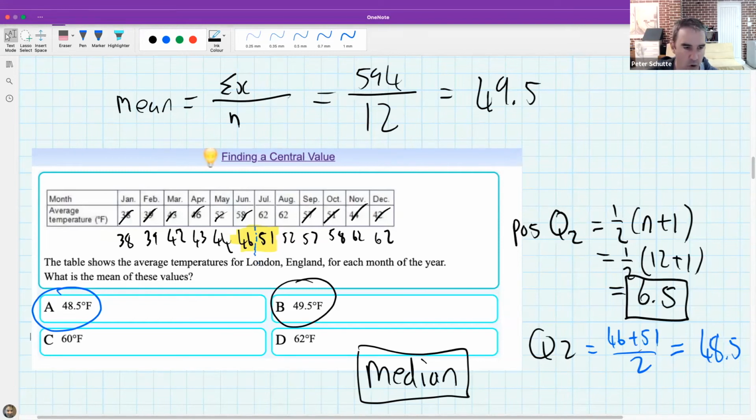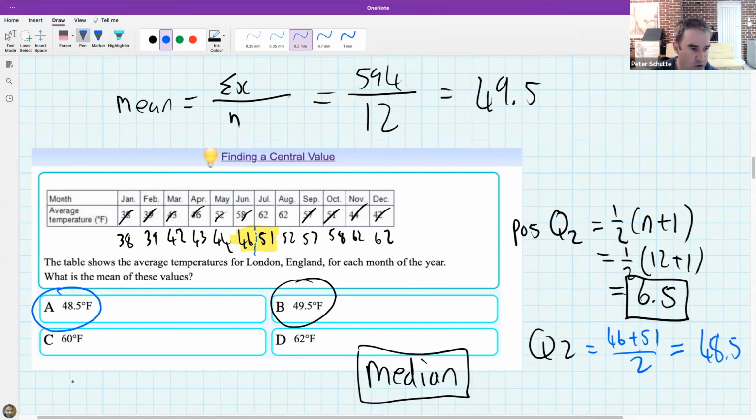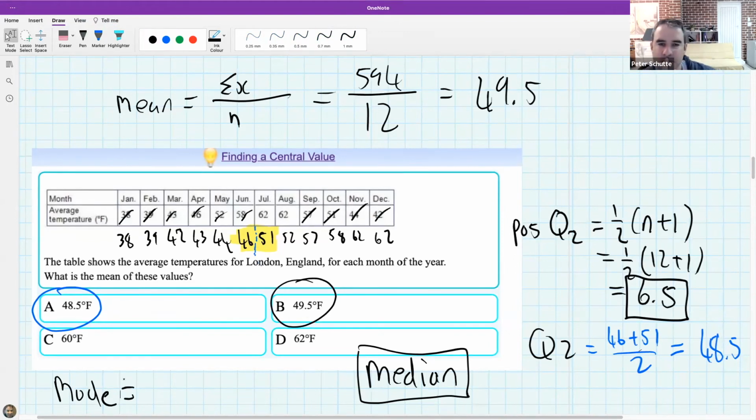Okay, one more question. What is the mode for this data set? Okay, that was quite easy. The mode is going to be 62 because it occurs twice.